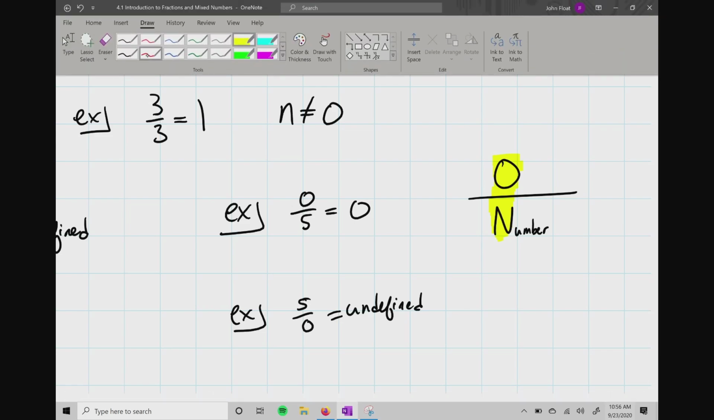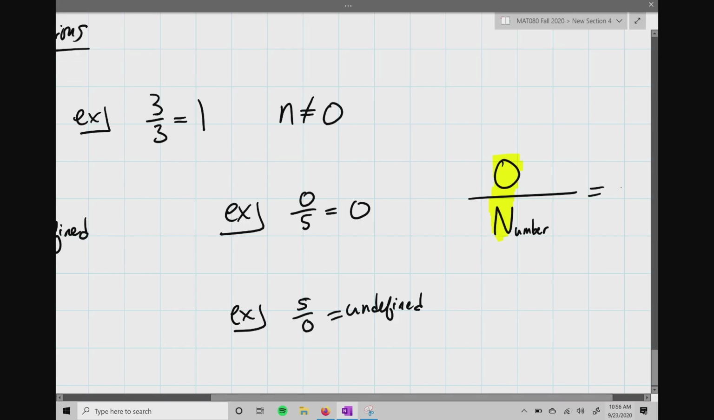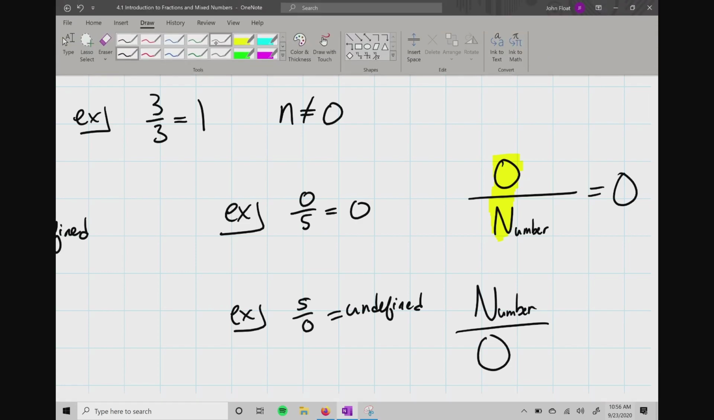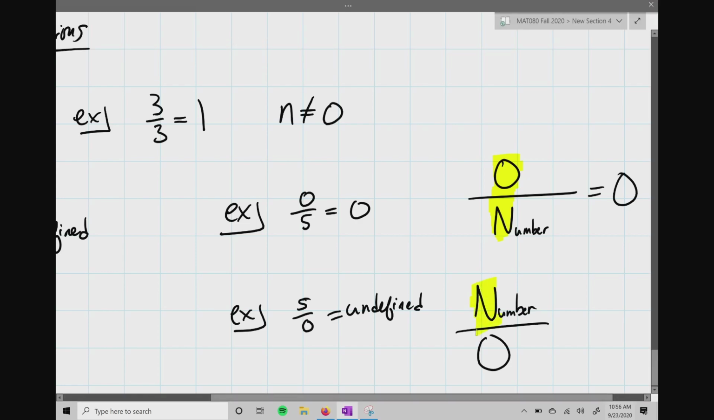Now, don't think I'm done with you yet, Maeve. Here's the other side. Here's the second example. If you have a number divided by 0, what does that spell? No. No, you cannot do that. That's why the result is undefined. That's an easy way to remember this stuff.